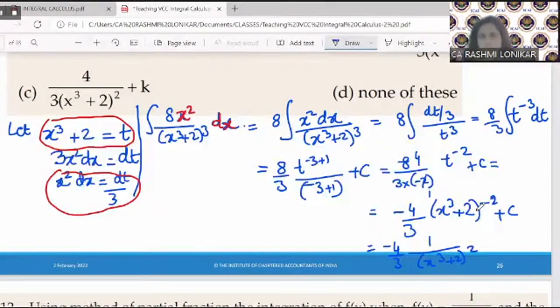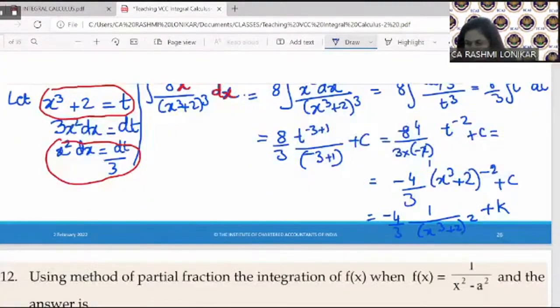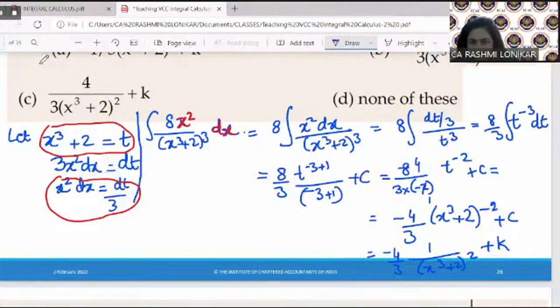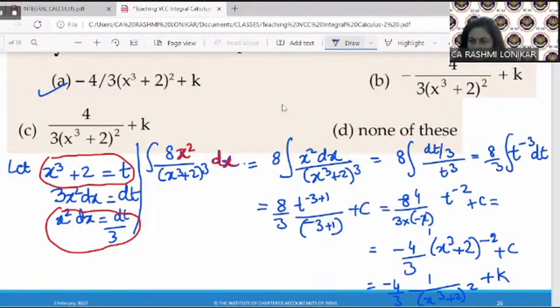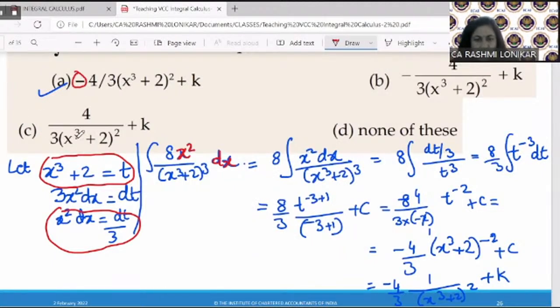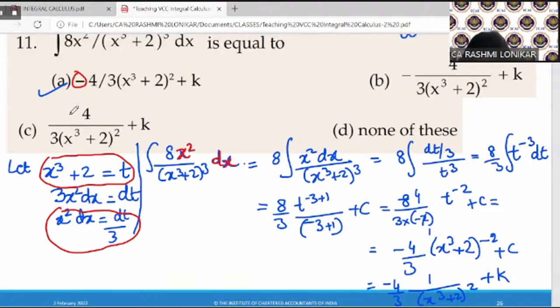Okay, a raised to minus n is 1 upon a raised to n, plus c or k, whatever the option says. So what do I have? Minus 4 by 3 (x cube plus 2) square plus k. So that is why A is the correct answer. What is the difference between A and C? The difference is only this minus sign, else both are the same. But because there is a minus sign, option A is the correct option. Isn't it? Yes.